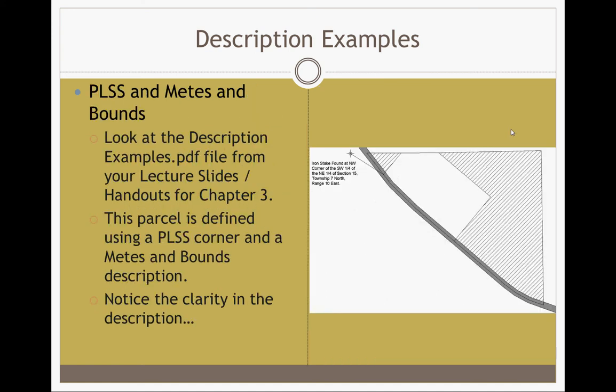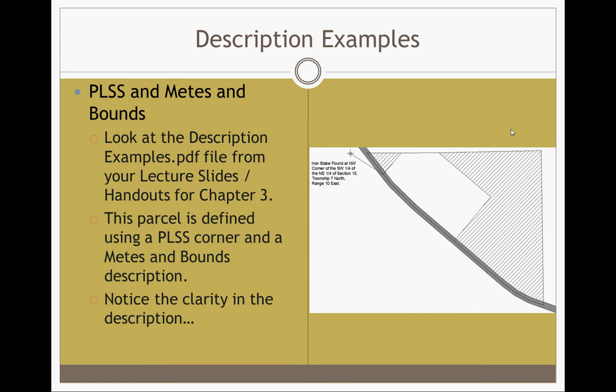Yeah, so there's some problems with this description as well. A good description will contain some of both. Now, I did not post this at the time. I will come back and post this, but I would like y'all to look at the description examples file from the lecture slides handout. And basically, it's a piece of property that my parents own, my grandfather, in fact. And it starts out at the northwest corner of the southwest quarter of the northeast quarter of section 15. Well, then it has a metes and bounds description from there to define the shaded piece of property.